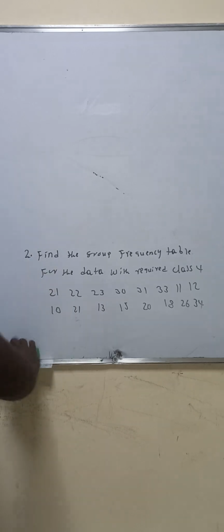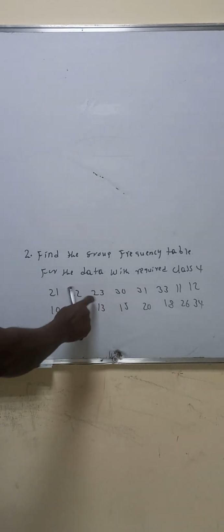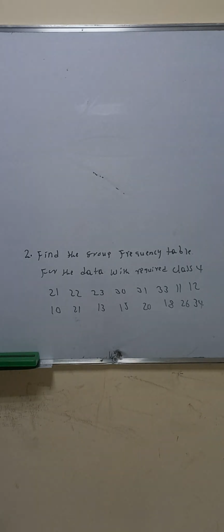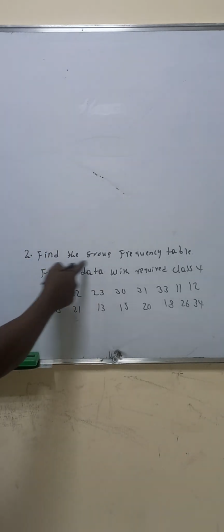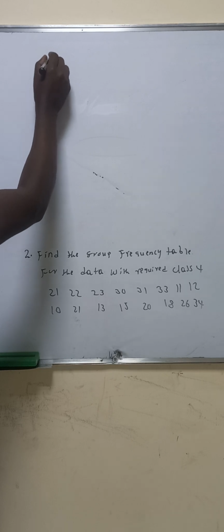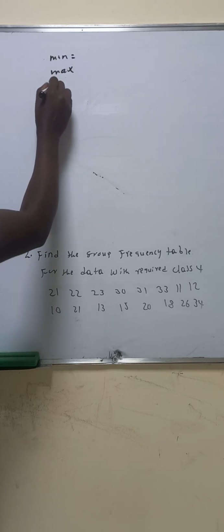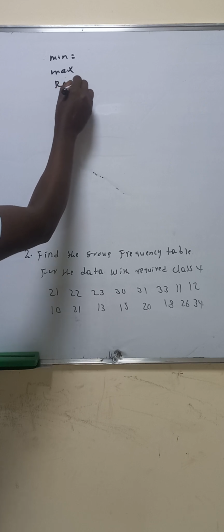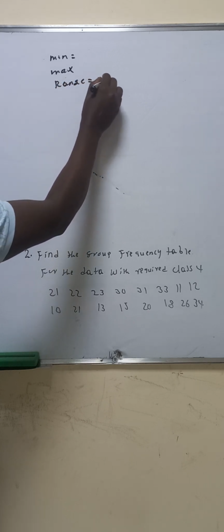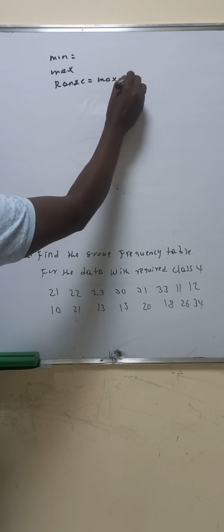And the other problem, for example: find the group frequency table for the data with the required class form. Now, in order to find the solution of this problem, to create a group frequency table, first of all, you have to find the minimum value, the maximum value, and the range. You know, the range is the difference of maximum minus minimum.